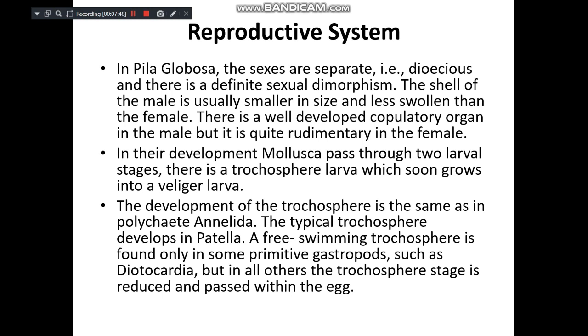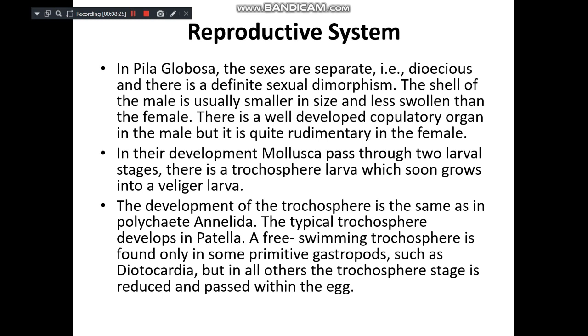As far as the development of Pila is concerned, there are two larval stages. The first stage is known as trochophore larva. When they grow, the trochophore larva metamorphoses into another larva known as veliger larva. Then the veliger larva metamorphoses into the young adult.